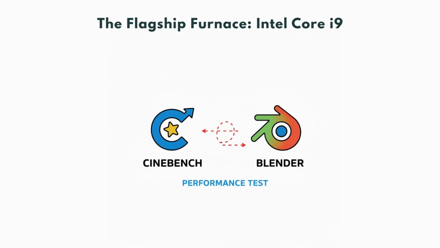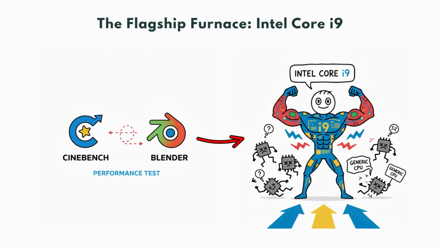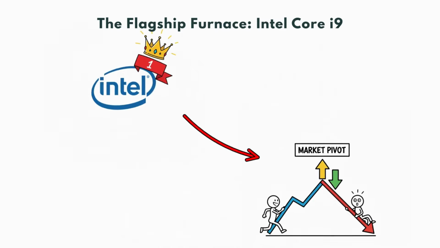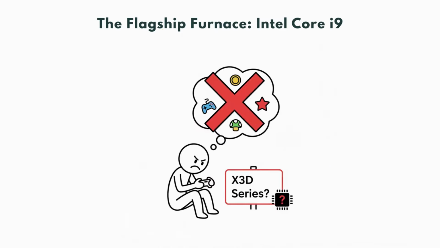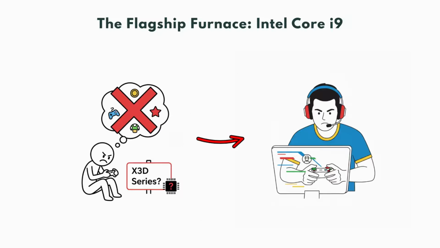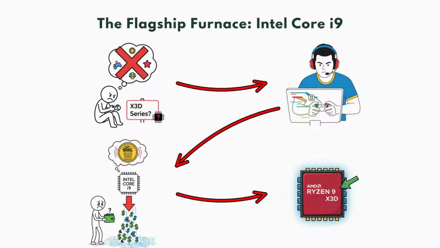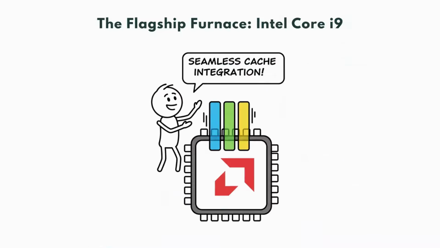In benchmarks like Cinebench or Blender, the i9 dominates by brute force. It is the best Intel has to offer. However, the market has shifted. The con is the X3D problem. For pure gamers, the Core i9 is often a waste of money compared to AMD's Ryzen 9 X3D series.